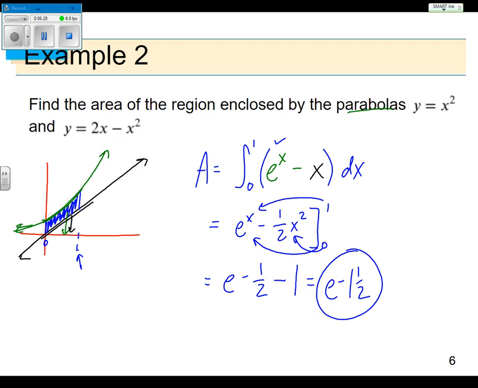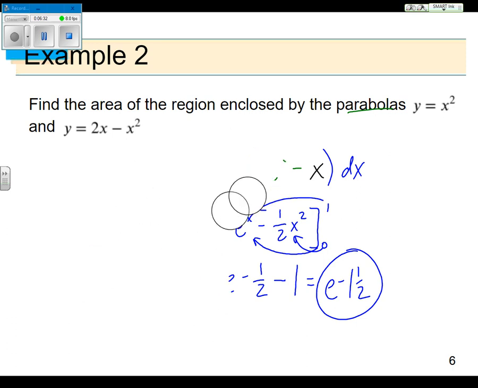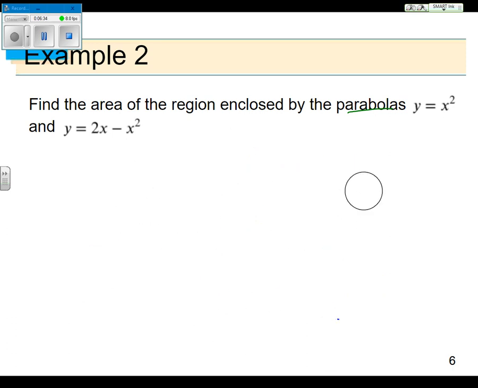Okay, let's up the ante a little bit. This time I'm not going to tell you what the left and right bounds are. I'm just going to tell you both of these are parabolas, y equals x squared and y equals 2x minus x squared, and I want you to find the area between them.